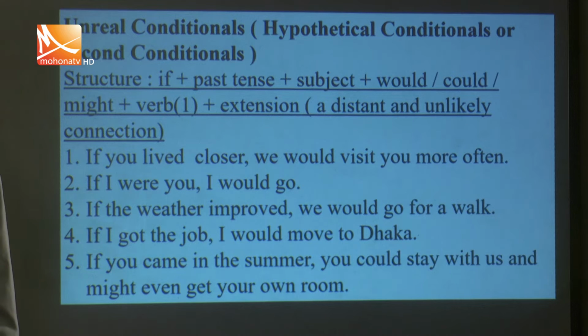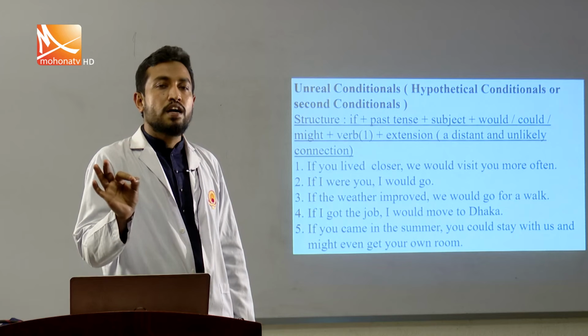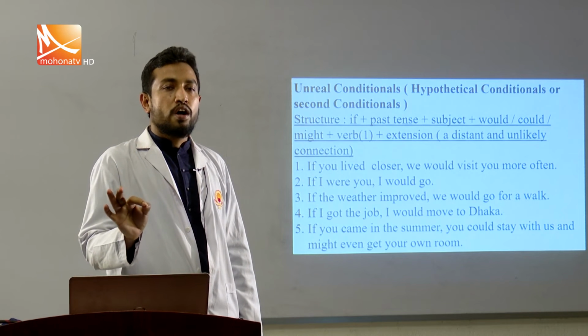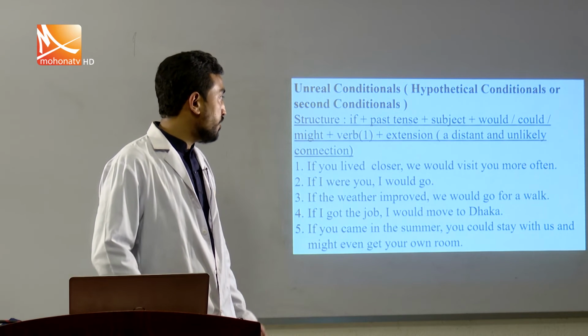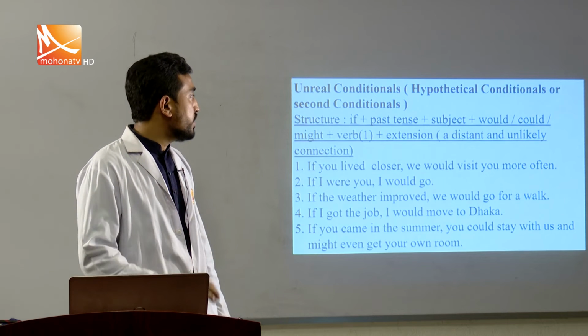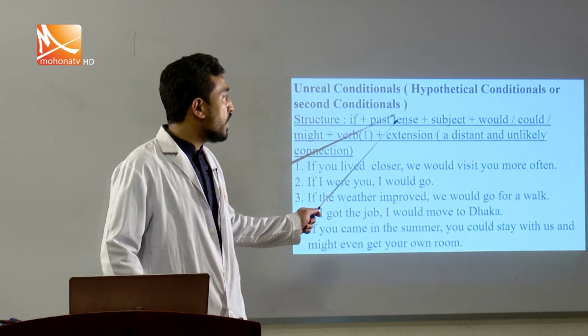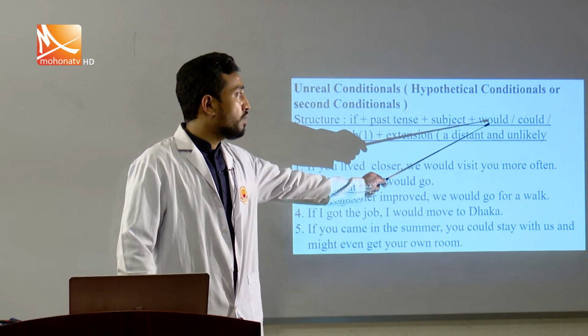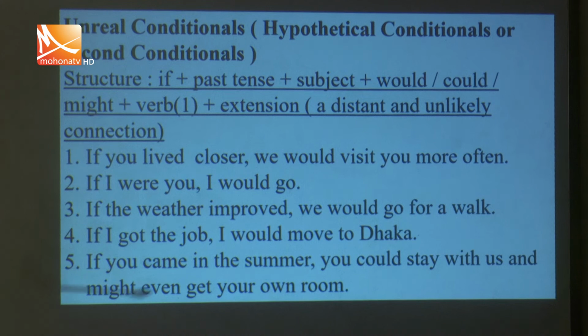Most of the students think that it is the past form, or it has already happened, or in the past it had happened. But the sense perception is totally different here. Look at the structure: if plus past tense, subject plus would, could or might. We can use these types of modal verbs, would, could or might, then V1, that means the present form of the verb, and then extension.